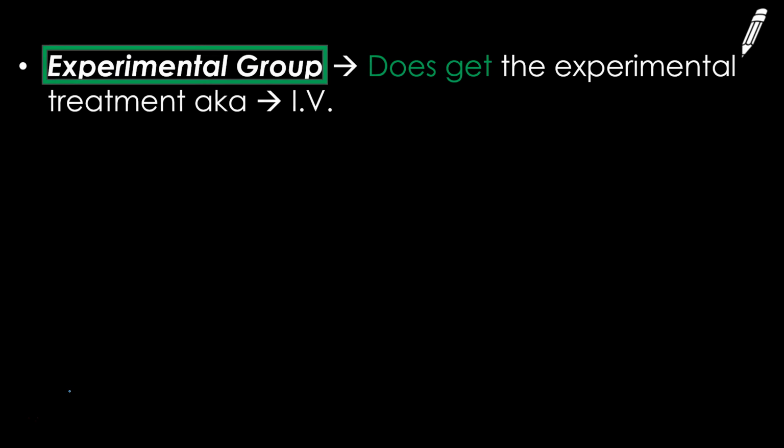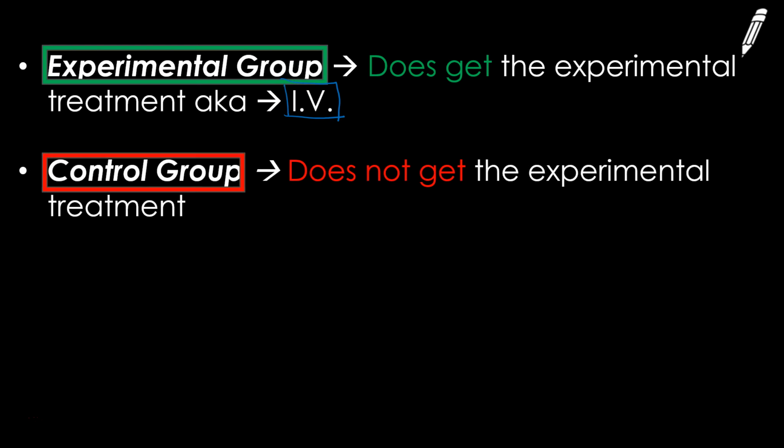The first thing that we need to have in an experiment is obviously the experimental group. The experimental group does get the experimental treatment. The experimental treatment is also called the independent variable. They're the same thing. Those two words mean the exact same thing. Okay? So the experimental group does get the experimental treatment. Then we have the control group. The control group does not get the independent variable or does not get the experimental treatment.